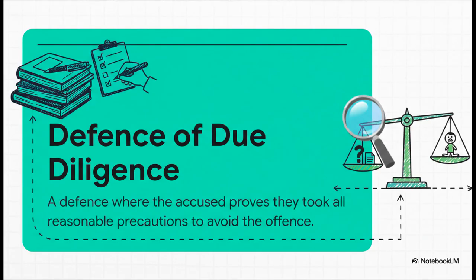Of course, the business owner does have a potential way out, the due diligence defense. They can try to argue they took all reasonable precautions. But what's so important to remember is that the burden of proof is on them, not you. They have to prove they did everything they reasonably could. And your detailed notes and photos? That's the best weapon against that claim.